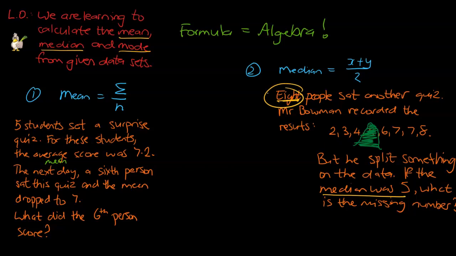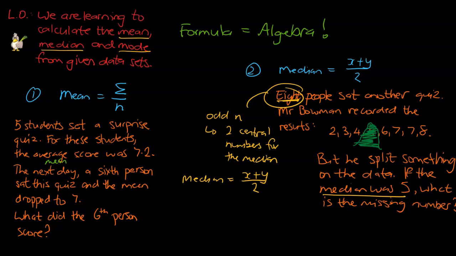So the first thing we know is 8 means there is an even value of n, which means there are going to be 2 central numbers for the median. And our formula for that, which I've written up before, is the median equals x plus y over 2. Now the missing number, I've drawn an x there because I don't know what that is. And if I cross out the first 3 and the last 3, that means the middle 2 values would have been the x, the covered up number, and the 6. So the median, 5, is going to be equal to x plus 6 divided by 2.